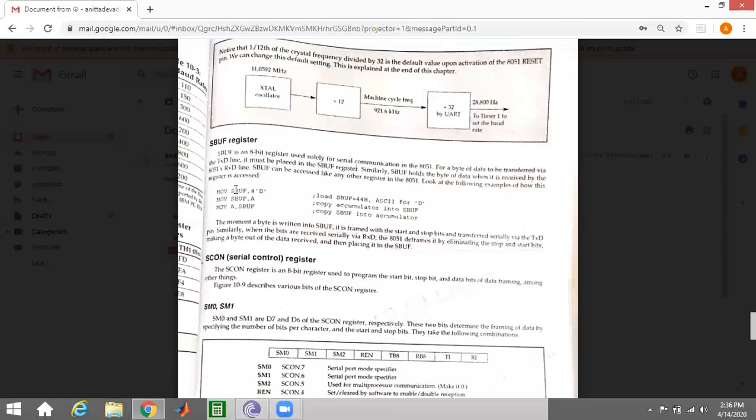We are just keeping the data in the SBUF register. From the accumulator also, the data can be directly kept in SBUF, or you can move anything from the accumulator to SBUF. Got it? Here, the first line and second line are for transmission, and the third line is for receiving the data. From SBUF, we have to take the data back to the accumulator or any location.